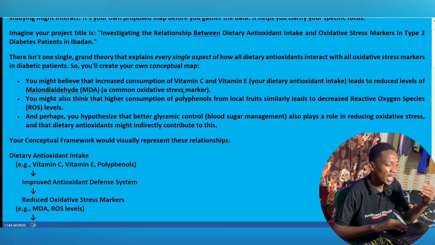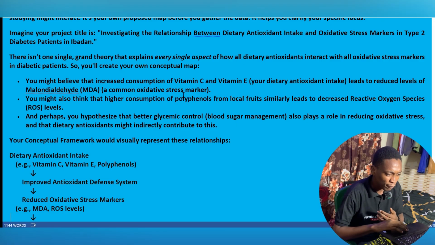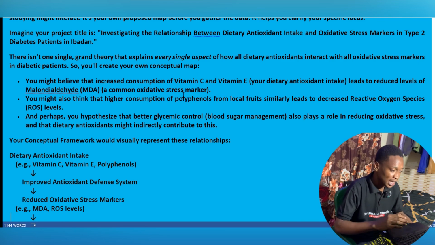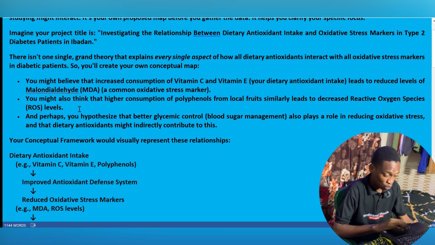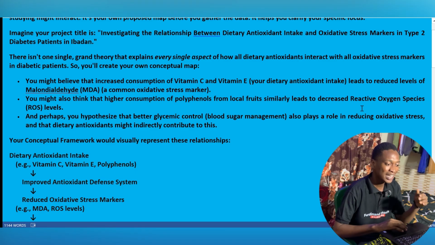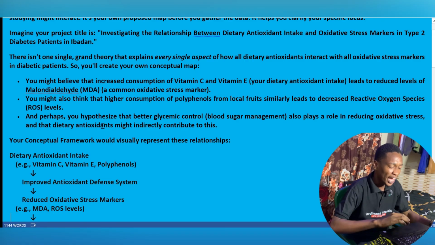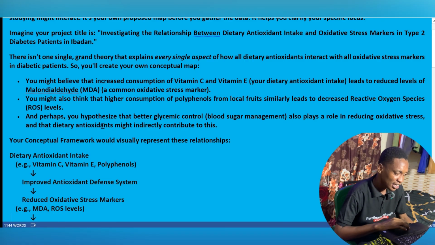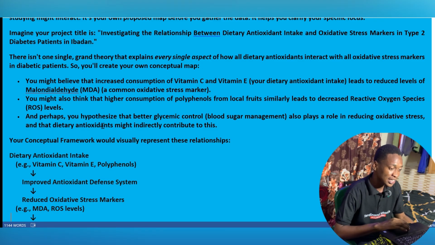Now, going further, higher consumption of polyphenols from local fruits similarly leads to decreased reactive oxygen species, that's ROS, levels. And perhaps you can also hypothesize that better glycemic control, that's blood sugar management, also plays a role in reducing oxidative stress, and that dietary antioxidants might indirectly contribute to this. I don't know if you are getting what I'm saying. These are the foundational ideas that you can get on Google, or in your dictionary, about antioxidants, reactive oxygen species, and oxidative stress markers.